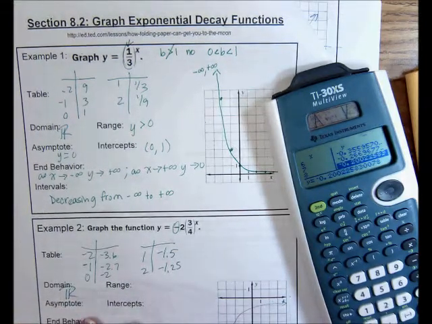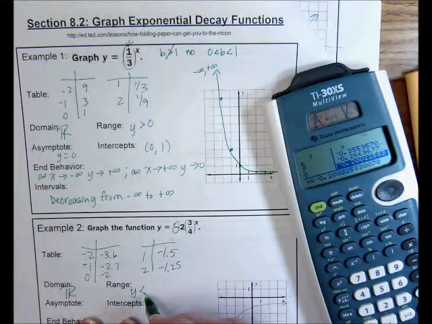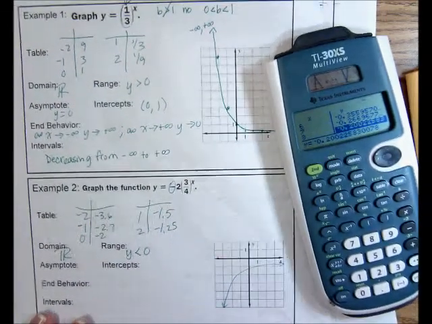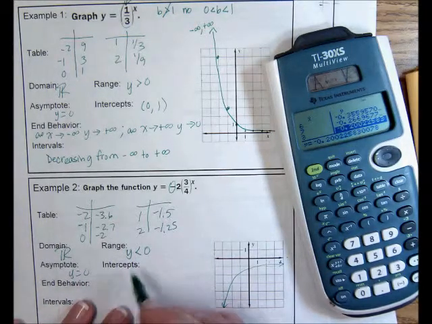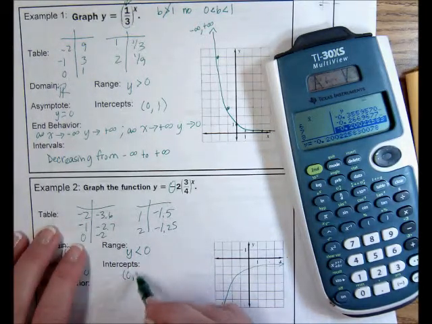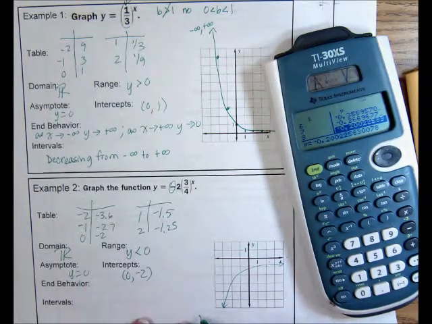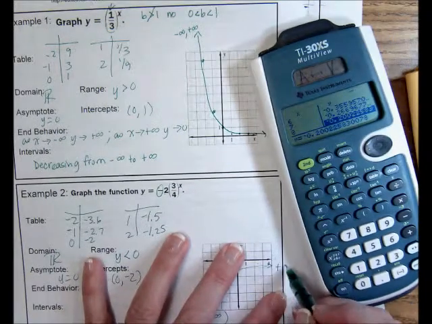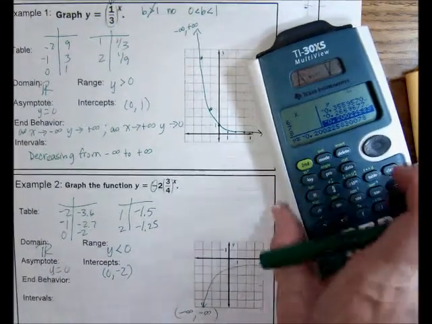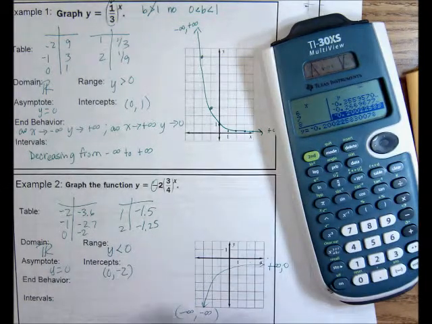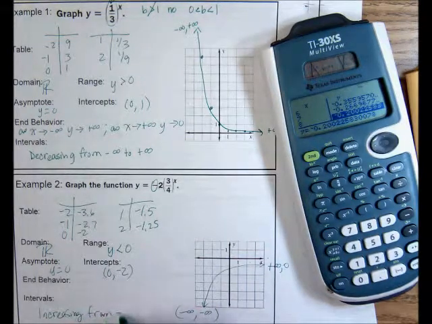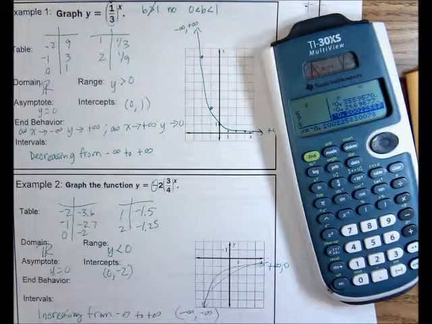So domain, again, all real numbers. My y values this time are y is less than 0. Asymptote, y is equal to 0. Intercepts, I can get that from my graph, (0, -2). End behavior, as x approaches -infinity, y is approaching -infinity. And as x approaches +infinity, y is approaching 0. So you can write that in, and then it is increasing from -infinity to +infinity, because as I read the graph, it's going up. So that gives you a little bit of idea about growth and decay functions.